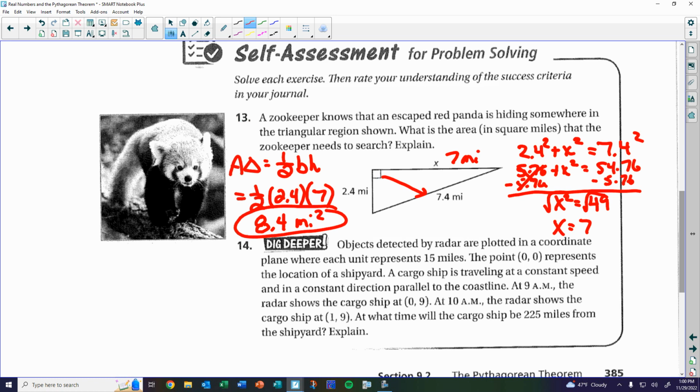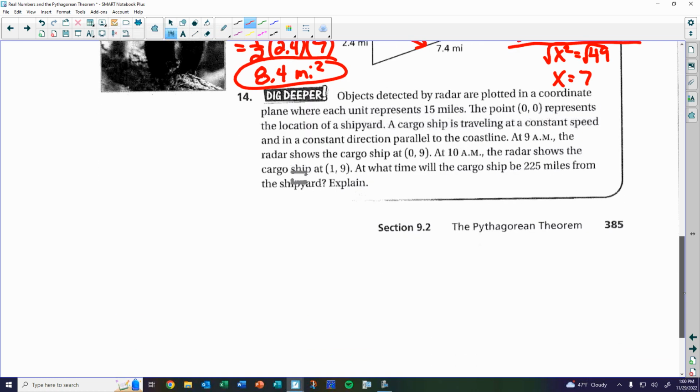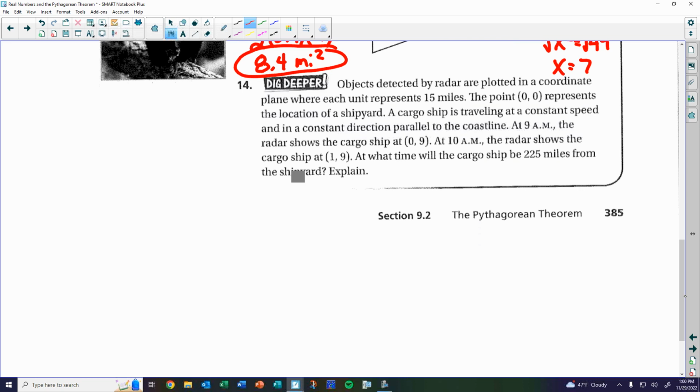Okay. How many people got 13? Okay. That's a tough question. All right. 14. Now, 14, it says, objects detected by radar are plotted on a coordinate plane where each unit represents 15. So instead of going by ones, we're going by 15s. At the point 0, 0 represents the location of a shipyard. A cargo ship is traveling at a constant speed and in a constant direction parallel to the coastline. Okay, that's just a sentence.